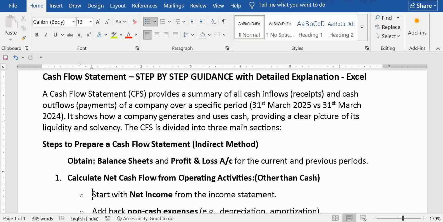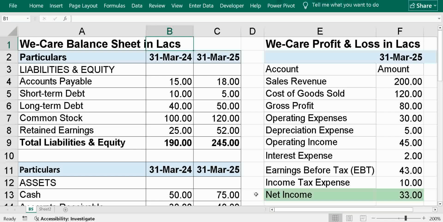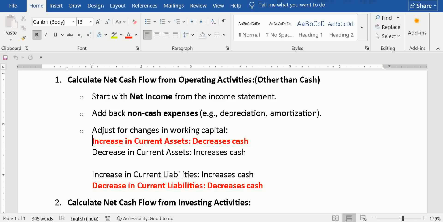First, we have to get the net income from profit loss account. This is a balance sheet. This is profit loss account, income statement. Okay, so net income is 33. Once we start with net income, we have to add back non-cash expenses like depreciation and amortization. Then we have to adjust for changes in working capital.